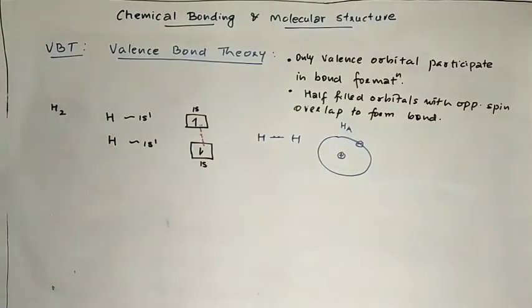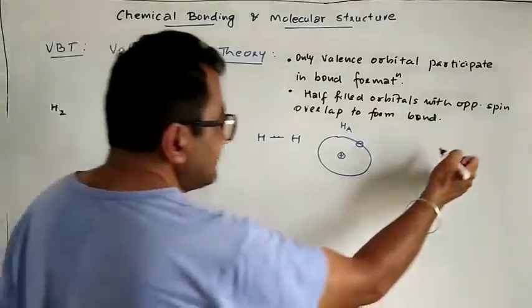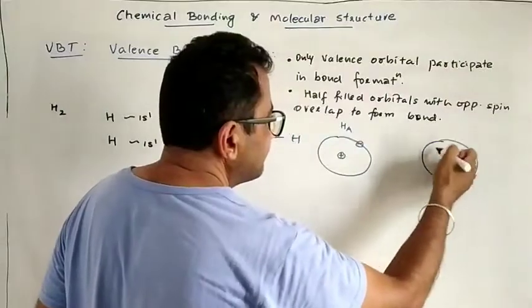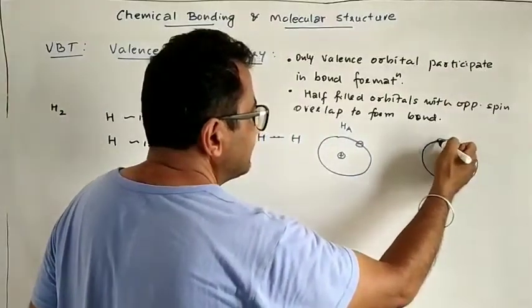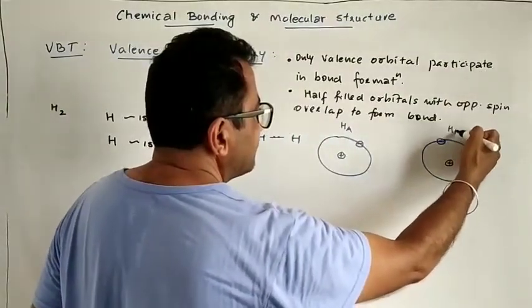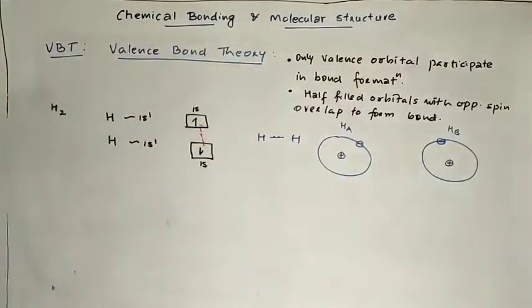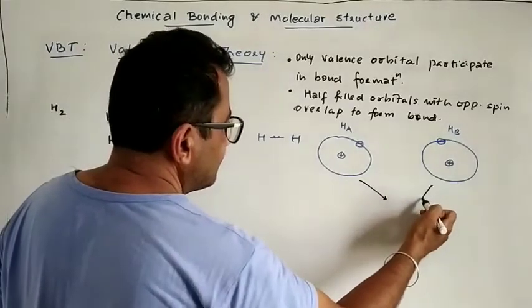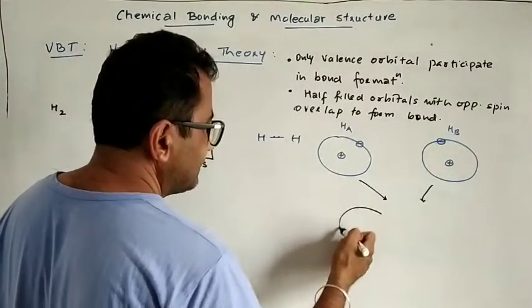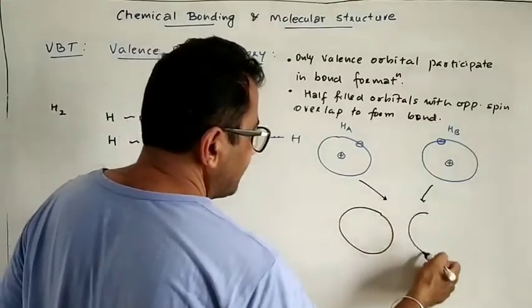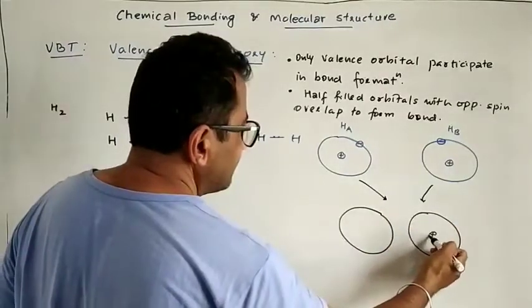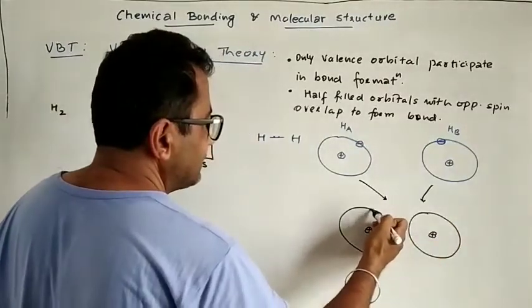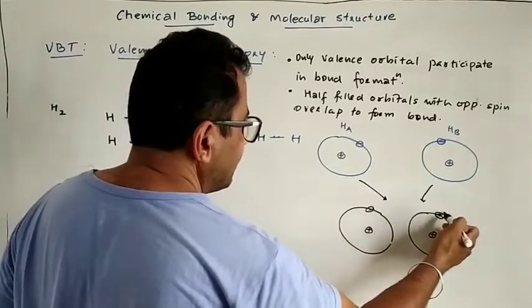Okay, and this is the second atom. See, this is with 1 electron, called HB. When they are far away from each other, there is no force of attraction. Now, when they come close to each other for the bond formation, new forces of attraction and new forces of repulsion exist.